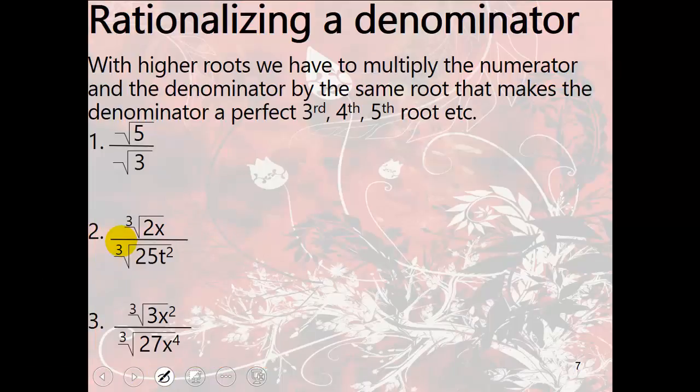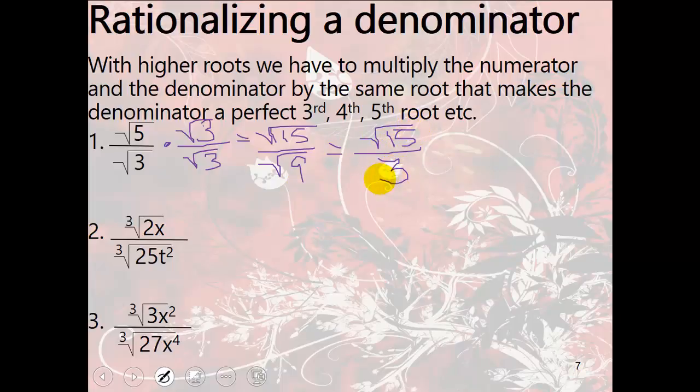So if I want to make this a perfect square on the denominator, I'm going to multiply by its identical thing, because then it'll become a perfect square. Whatever I multiply the denominator by, I have to multiply the numerator by. And so I get the square root of 15 over the square root of 9. You could also think of this as the square root of 3 squared. And that's going to simplify to the square root of 15 over 3.